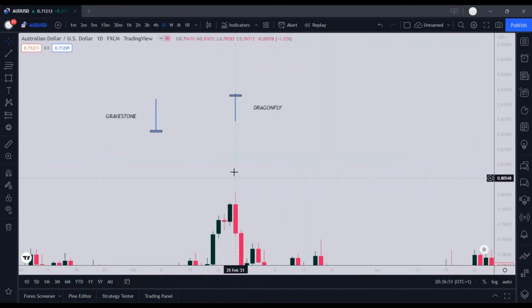So these are all types of doji. This gravestone and this, what? Dragonfly. Okay. Those who know the dragonfly very well, how it looks like. This one, there's nobody. There's nobody. You don't see anybody.